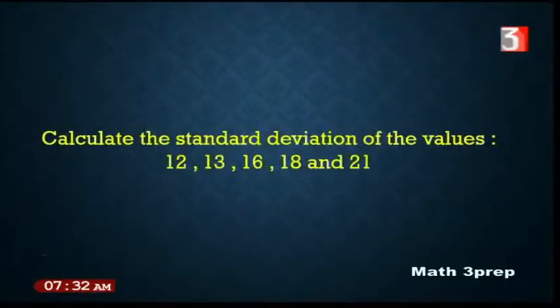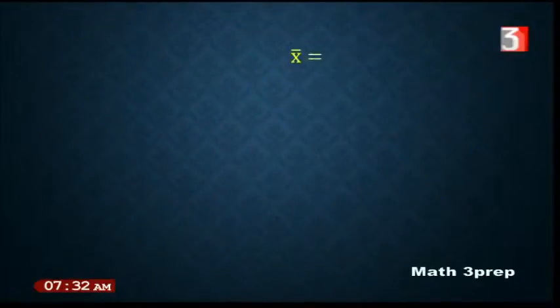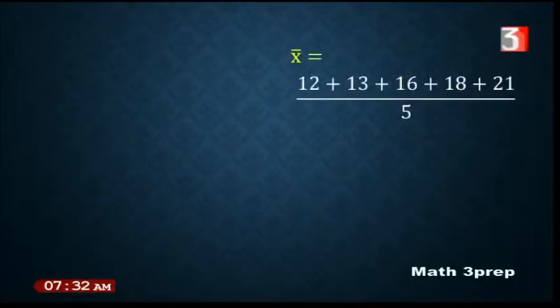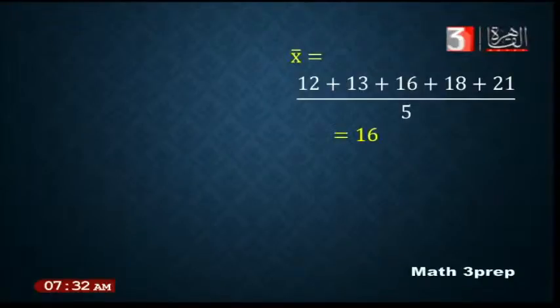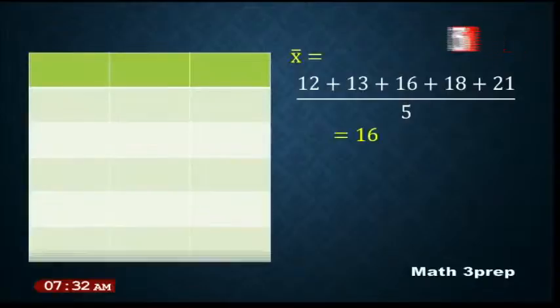Calculate the standard deviation of the values 12, 13, 16, 18, and 21. First of all, you must find the x bar, which is the arithmetic mean of these values. So x bar equals 12 plus 13 plus 16 plus 18 plus 21 over 5, which gives a result of 16. Now try to plot this table.